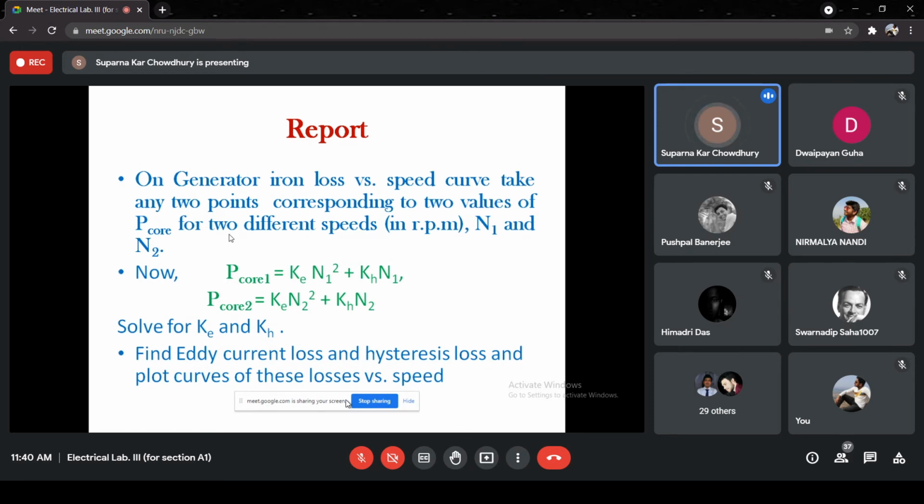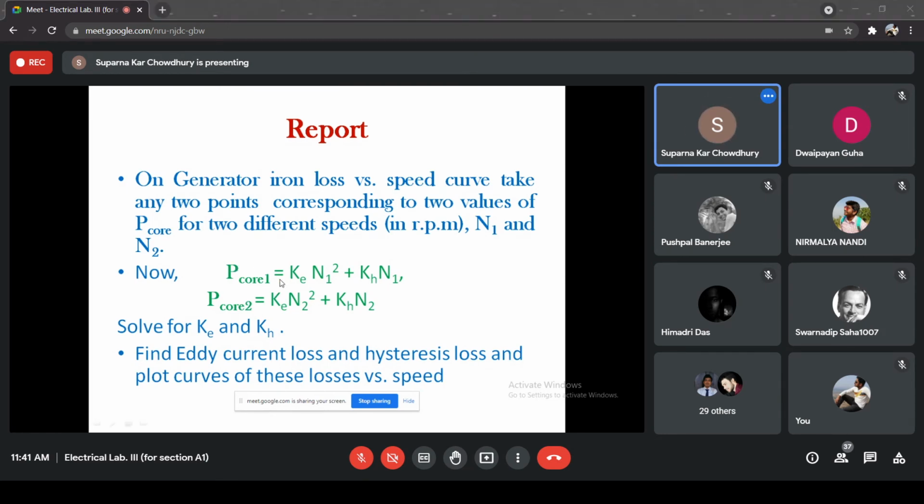Now we have kept the voltage constant. Sorry, not the voltage, the field current constant. So that means your flux will be constant, so flux density is constant. In that case, the eddy current loss becomes proportional to the square of the frequency, which is proportional to the speed, and the hysteresis loss is proportional to the frequency, so it is proportional to the speed. So we can write the core loss equal to some constant Ke into N1 square plus Kh into N1.